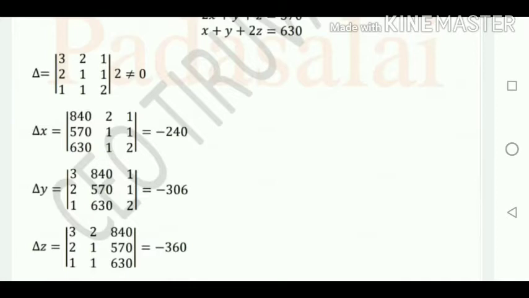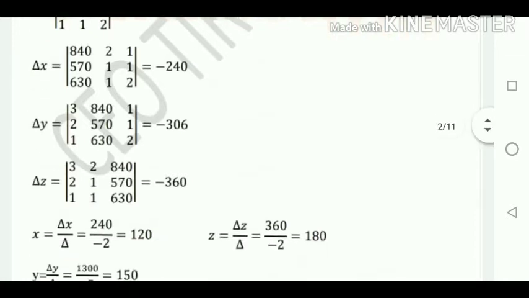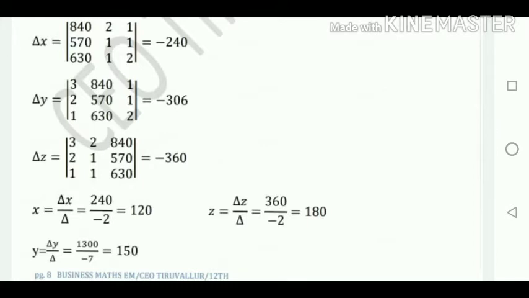Next find delta y by changing the second column. Write the first and third columns as they are and change the second column. I am getting 3, 840, 1; 2, 570, 1; 1, 630, 2, and the value of delta y equal to minus 300. Likewise you have to find the value of delta z by changing the third column to 840, 570, 630 instead of 1, 1, 2. Here delta z is the determinant with rows 3, 2, 840; 2, 1, 570; 1, 1, 630, which is equal to minus 360.